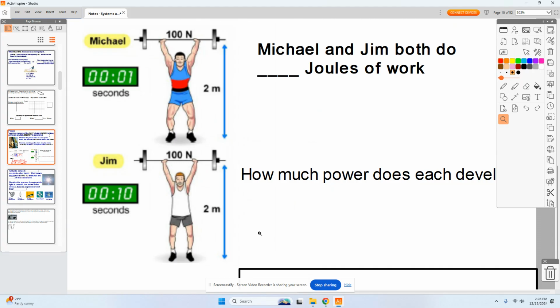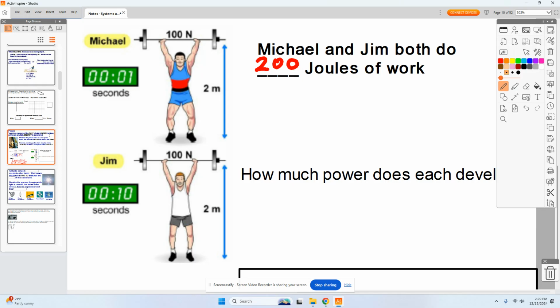Do you agree that Michael and Jim both do the same amount of work? Someone shout out for me how much work Michael and Jim do. 200 joules, thank you. They exert a force of 100 newtons through a distance of 2 meters. They do 200 joules of work.